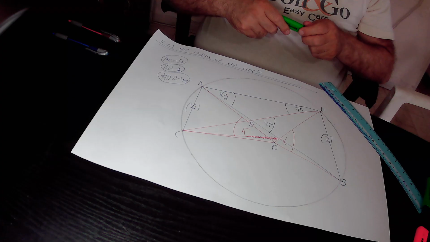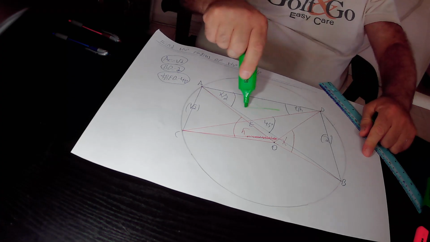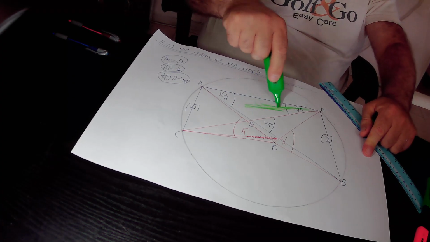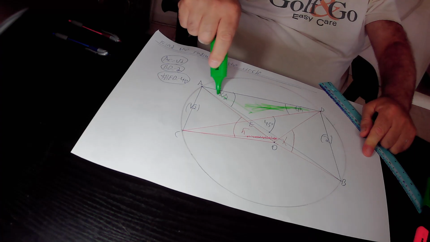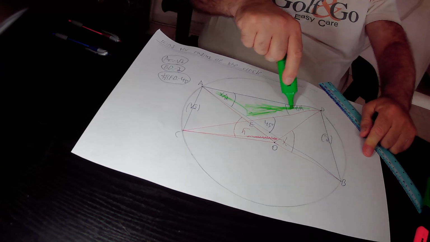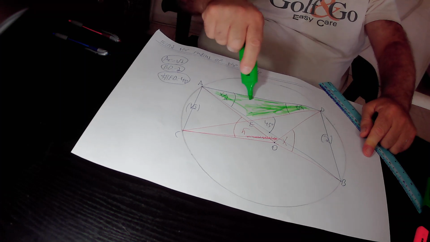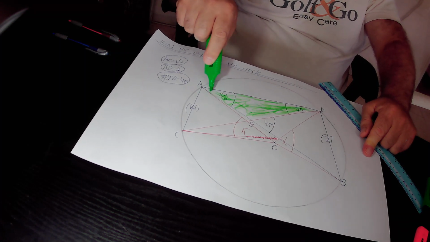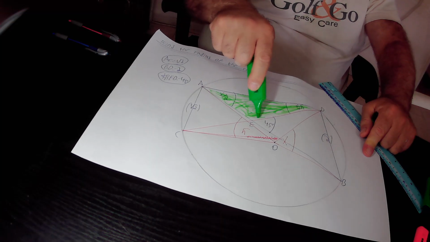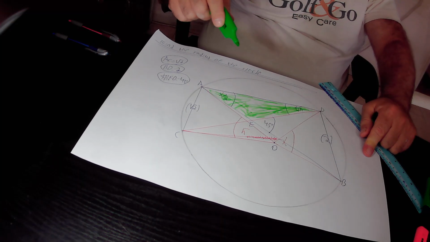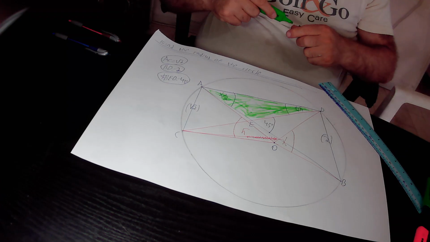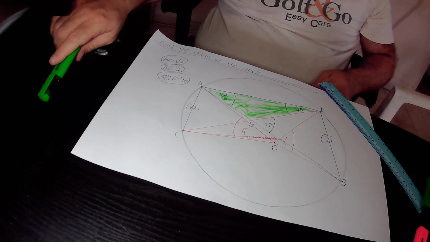In the next step, I'll copy the green triangle ADE, this green triangle ADE, in the new page, and then we will implement on this green triangle ADE rule 4.